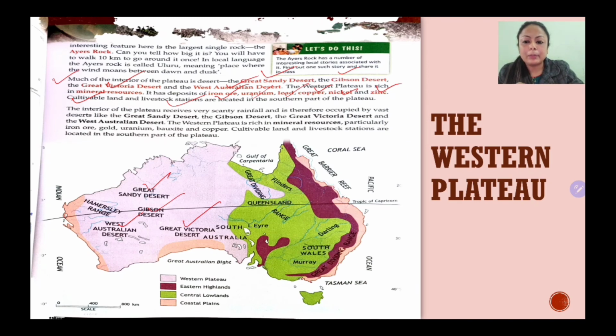The interior of the plateau receives very scanty rainfall and therefore is occupied by vast deserts like, let's mark in the map, Great Sandy Desert, Gibson, Victoria and West Australian Desert. And again it's written about the minerals, rich in minerals. So students, this is a repetition, twice they have mentioned it. So this is all about the Western Plateau of Australia.